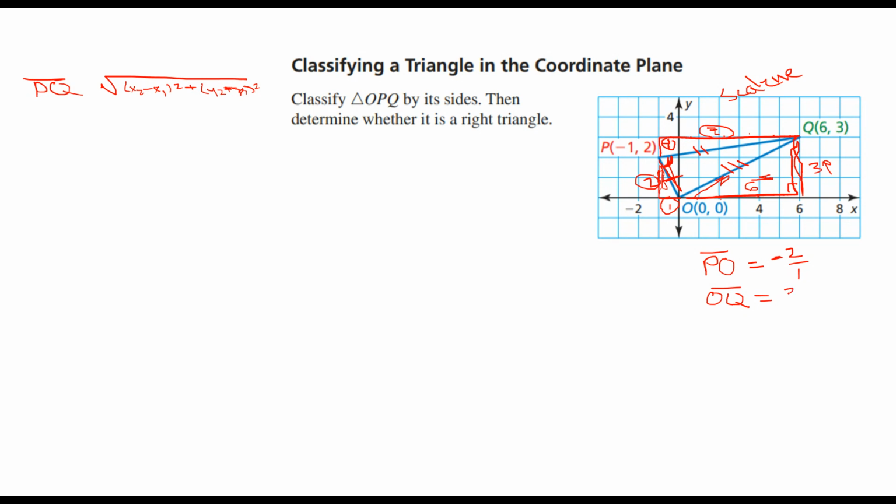So up 3 over 6, and let me simplify that. Well, that is 1/2. And actually notice that's the negative reciprocal of each other. So those are perpendicular lines. Negative 2 over 1 flipped over is the same as 1 over 2. That means that those lines are perpendicular. I could draw a right angle here. So I know this is a scalene right triangle.